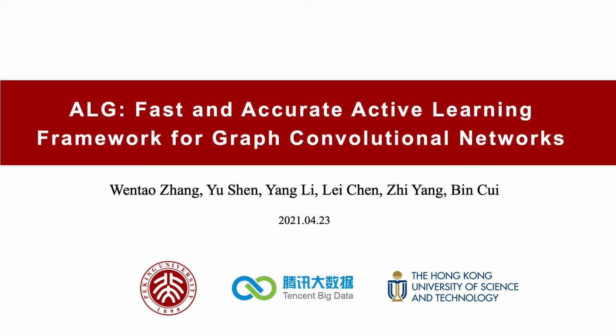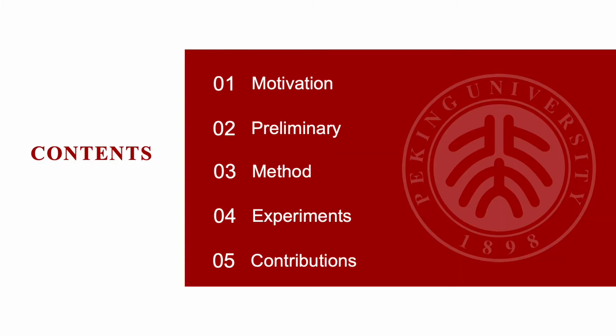Hi everyone, today we would like to share a new active learning method, ALG, Fast and Accurate Active Learning Framework for Graph Convolutional Networks. This is a quick outline about what we are going to talk about. Before walking through the details about the proposed method, we first introduce our motivation, the preliminary about active learning, and then our methods. After that, we will end this talk with experiments and contributions.